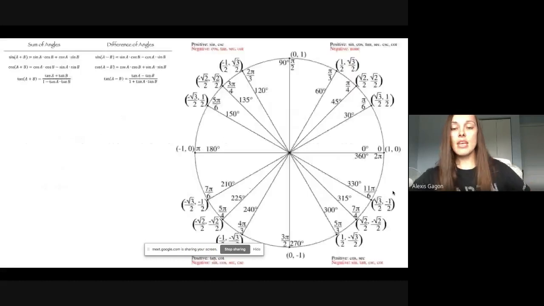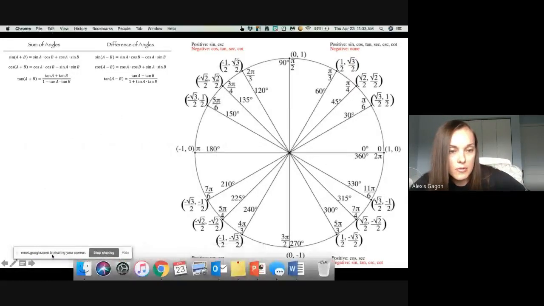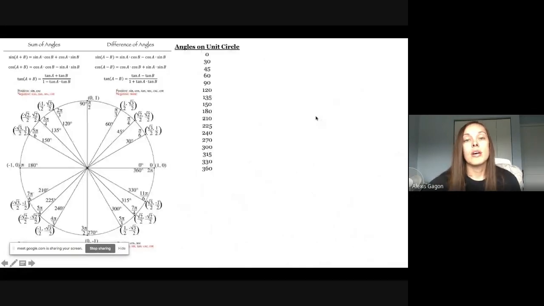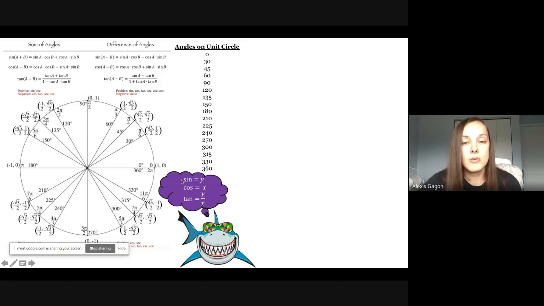So here's this unit circle. I can move this. Make sure you have this to reference, because we're going to be using the angles on the unit circle. It helped me a lot to write down all of these angles, like 0, 30, 45, 60, 90, and so on. And sine is your y value, cosine is your x value, tangent is y over x. That's another important thing to remember. Sine is y, cosine is x, tangent is y over x.